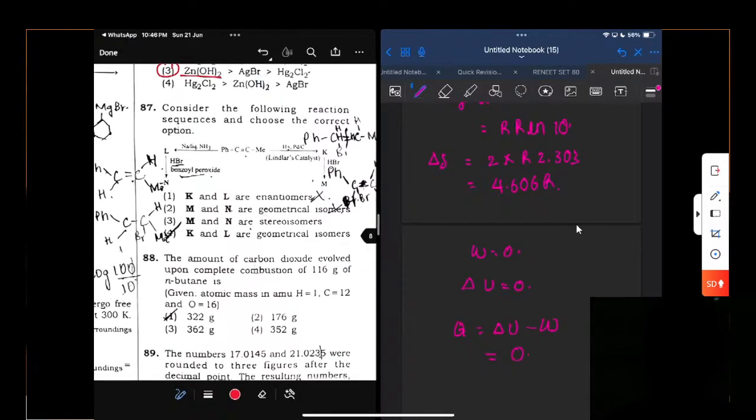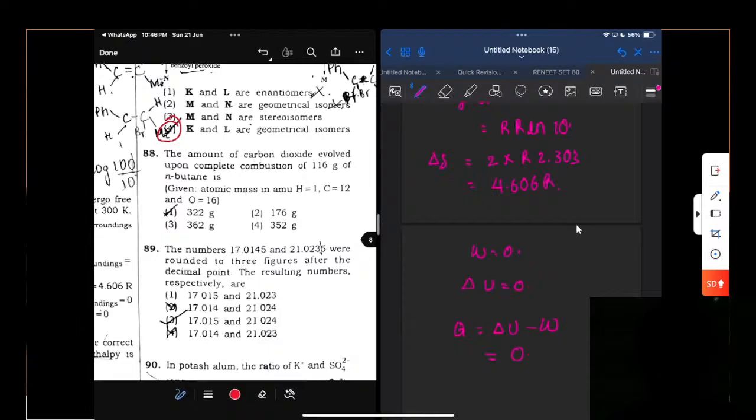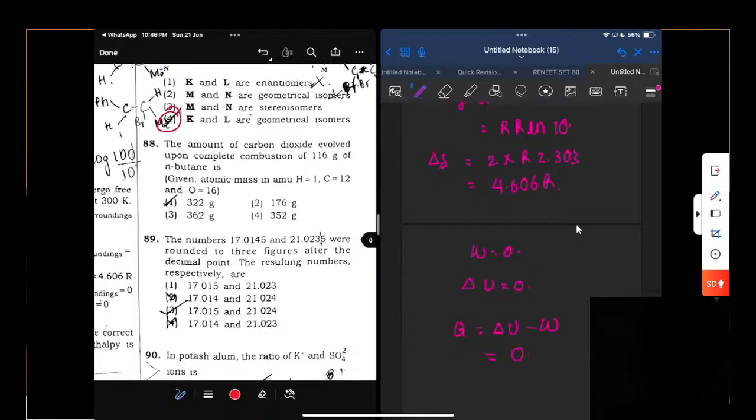Consider the following reaction sequences and choose the correct option. Alkyne, C triple bond C, with hydrogen and palladium with Lindlar's catalyst. One forms the cis isomer and another one will form the trans isomer. So geometrical isomer formation takes place. Option 4. Next. The amount of carbon dioxide evolved on complete combustion of 116 gram of n-butane. Apply the mole formula and calculate it. You will get 352 grams. Option 4.